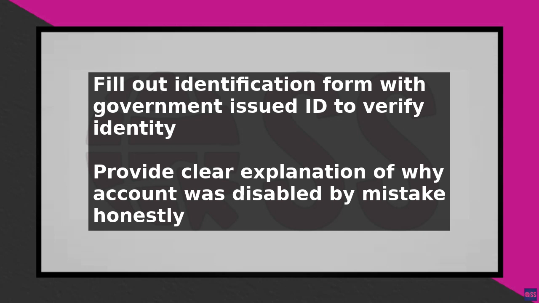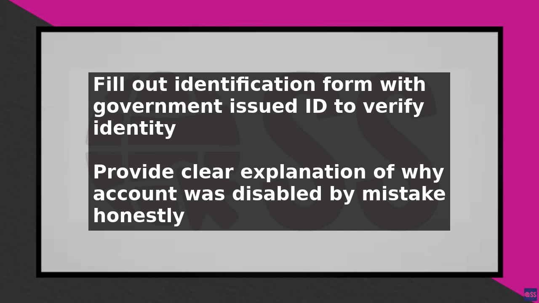Next, provide a clear explanation of why you think your account was disabled by mistake. Be honest and provide as much detail as possible. After submitting the appeal, wait for Facebook to review your request. This may take several days or even weeks, so be patient.